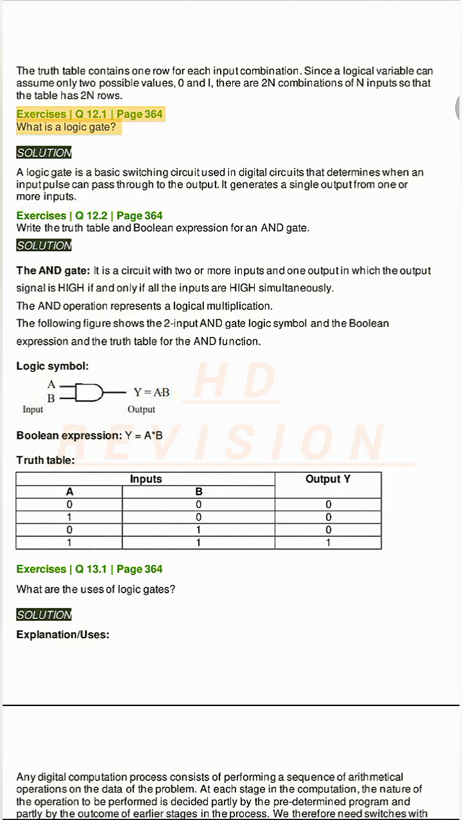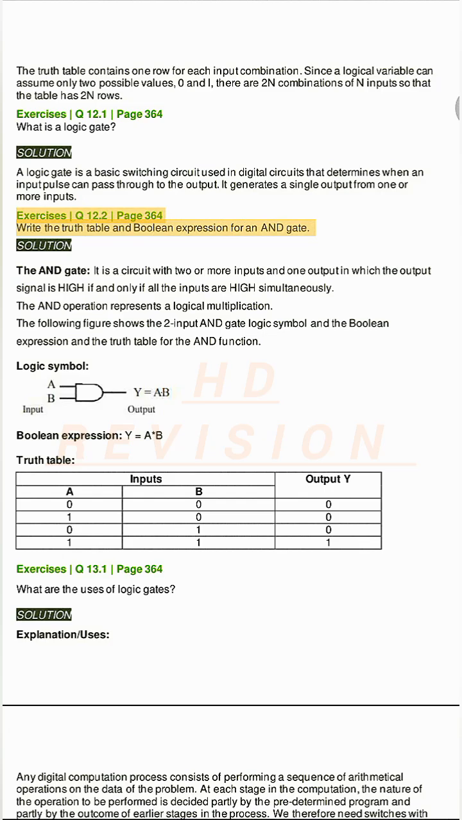Exercises Q12.1, page 364. What is a logic gate? Solution. A logic gate is a basic switching circuit used in digital circuits that determines when an input pulse can pass through to the output. It generates a single output from one or more inputs.